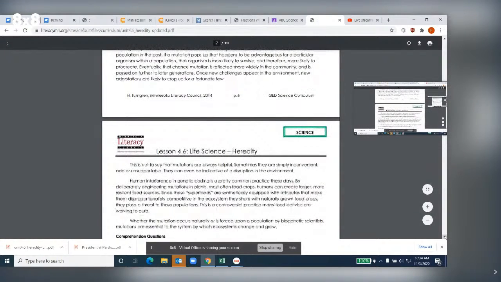Okay, it's not to say mutations are always helpful. Sometimes they're simply inconvenient, odd, or unsupportable. They can even be indicative of disruption in the environment.